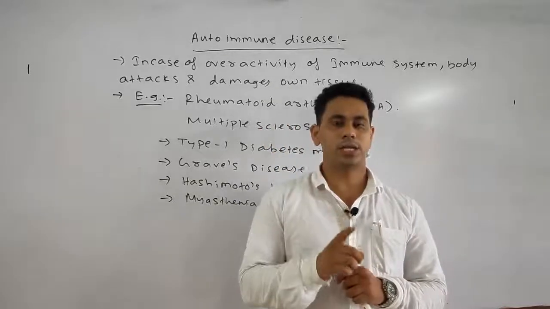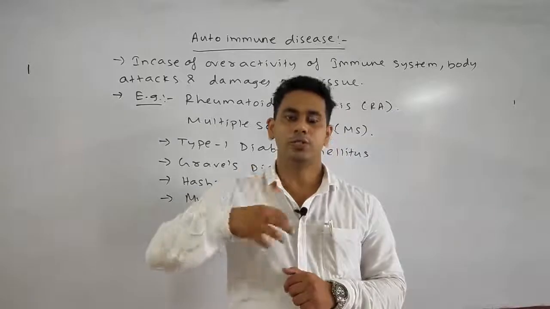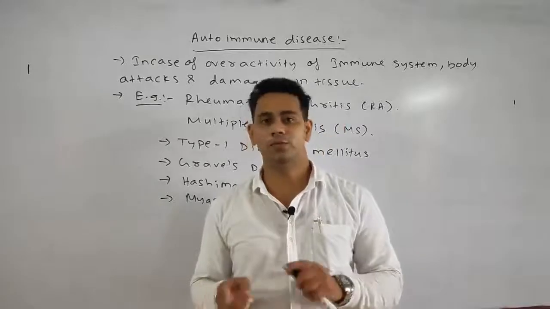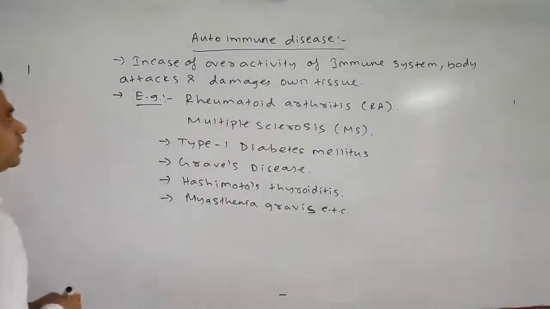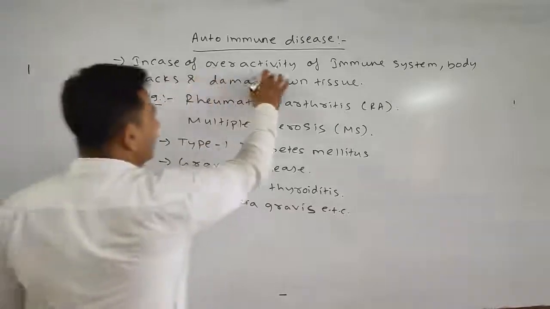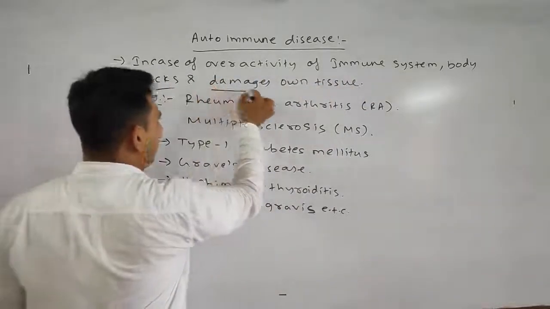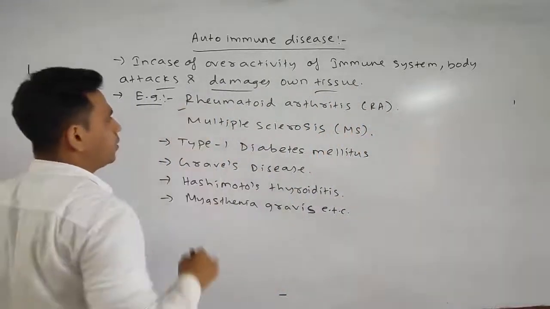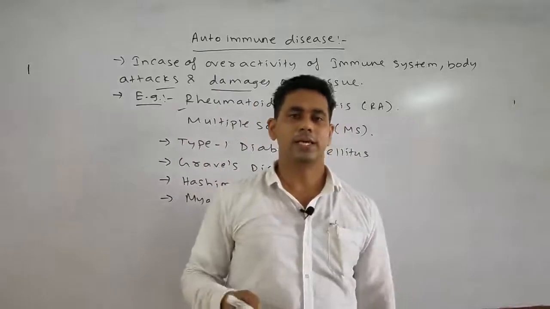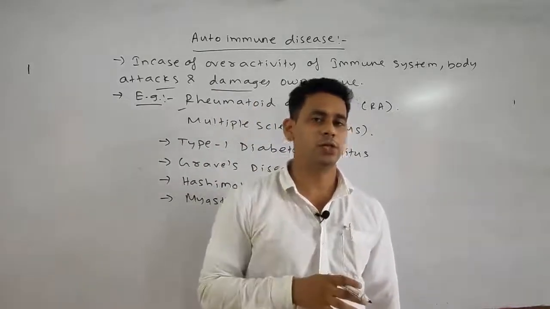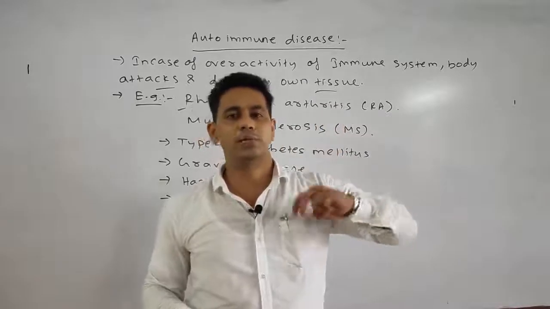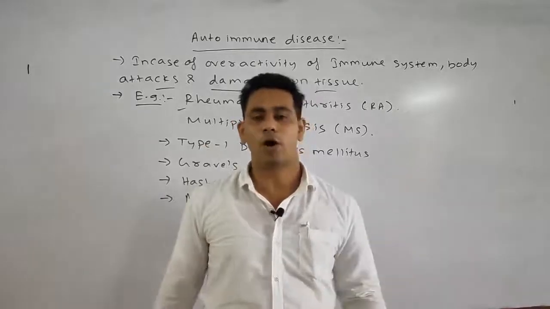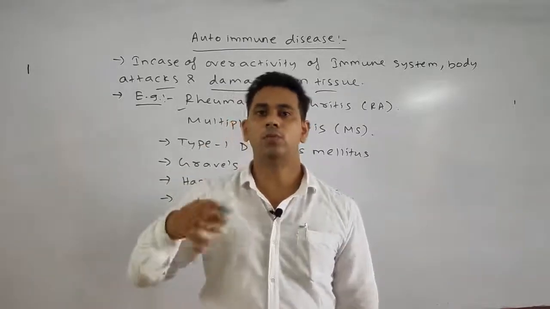Okay, what do you understand? Our own immunity will harm its own cells due to the overactivity of the immune system. So autoimmune disease or disorder means that in case of overactivity of the immune system, the body attacks and damages its own tissue. There are various common examples such as rheumatoid arthritis. In rheumatoid arthritis, it is an autoimmune disorder in which our own body's immune system harms its own body tissue, or we can say its own body joints.